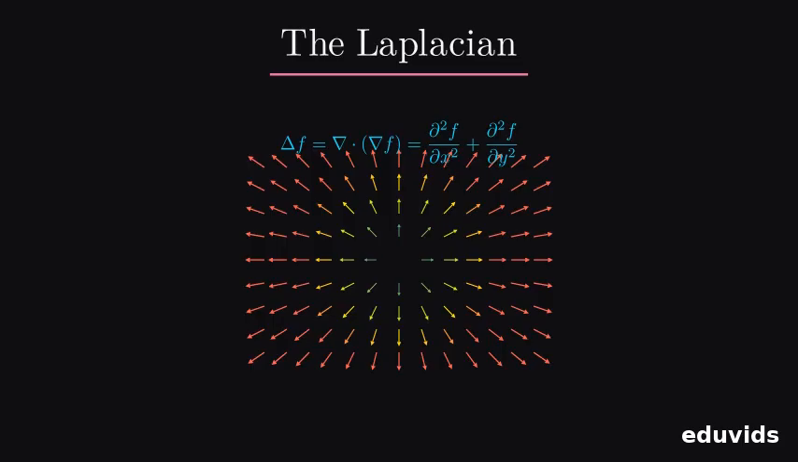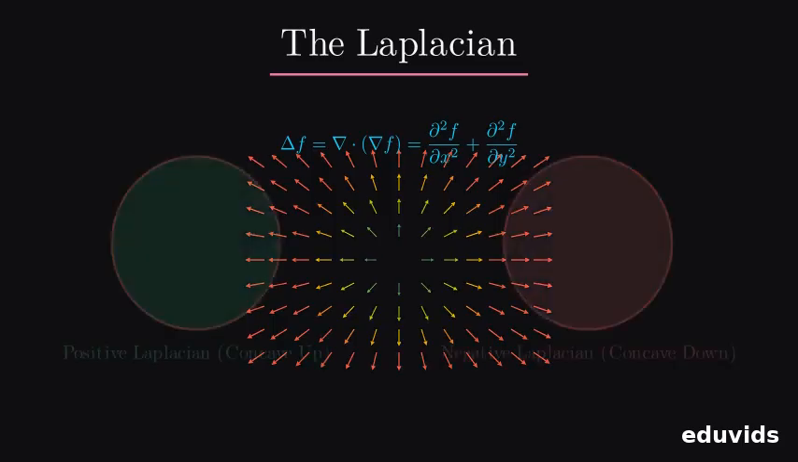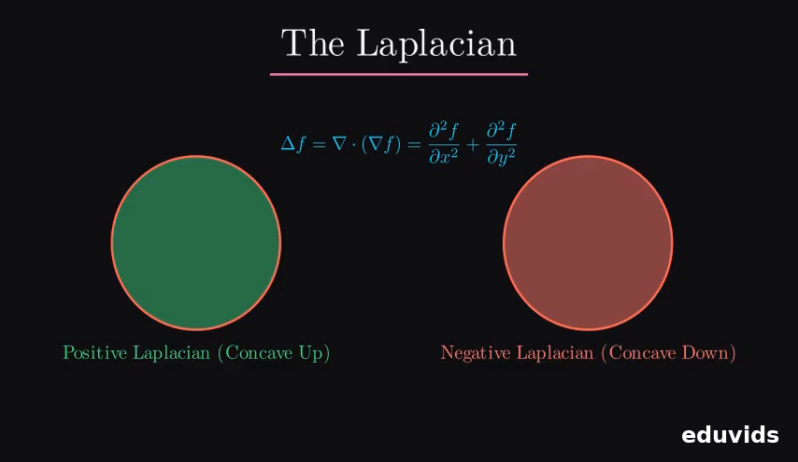Take the divergence of the gradient, add the second x derivative to the second y derivative, and you obtain the Laplacian, a single scalar at every point. Where the Laplacian is large and positive the surface looks like a bowl opening up. Where it is negative the surface bends down like a dome.